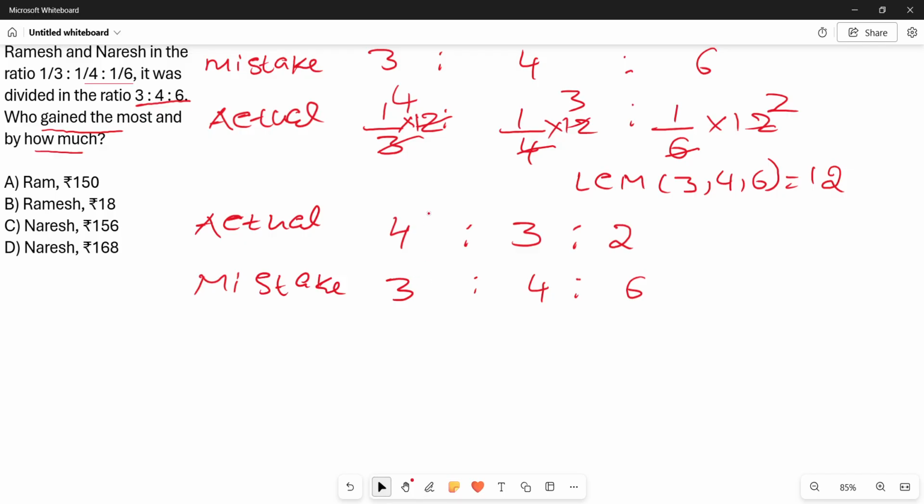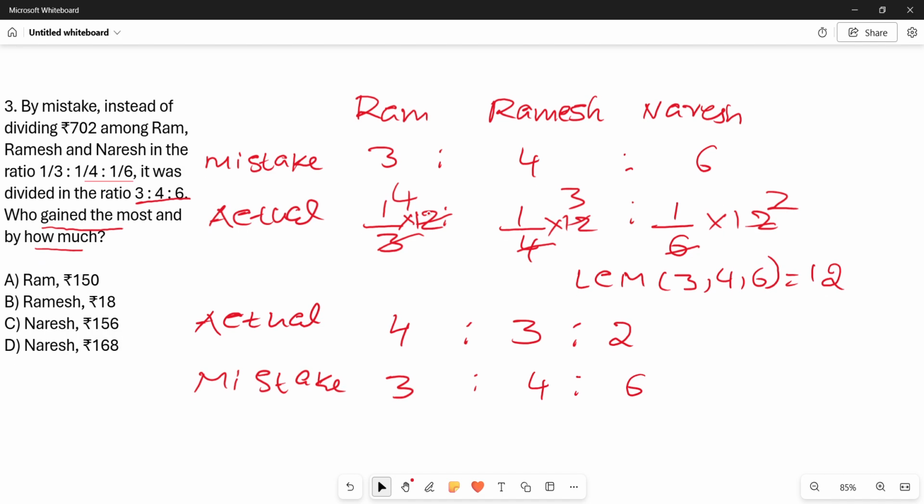This is Ram, this is Ramesh, and this is Naresh. Mistakenly, the actual value of Ram is 4, but it is found to be 3. So Ram is in loss, minus one part. He is not gaining, so Ram is not the answer.